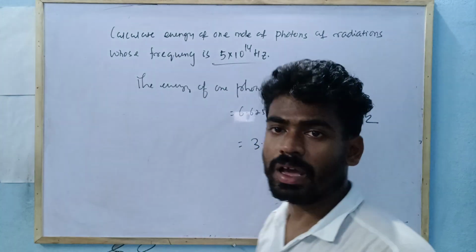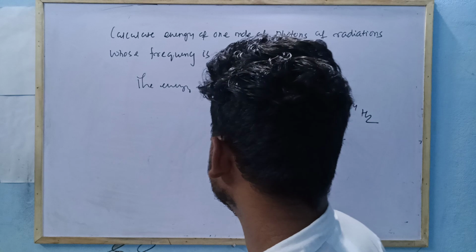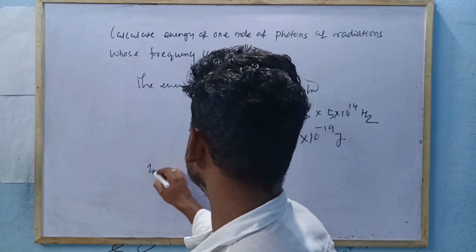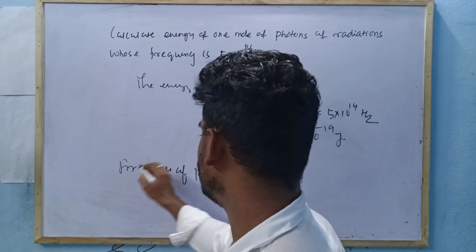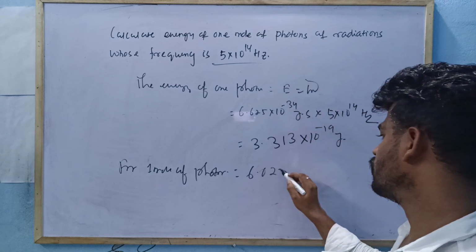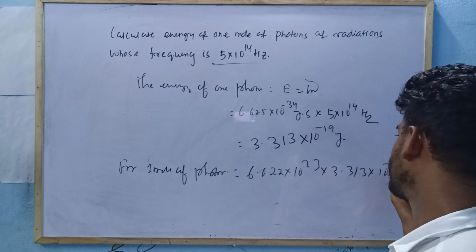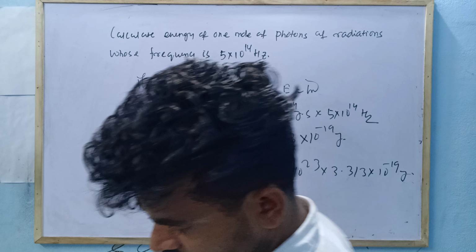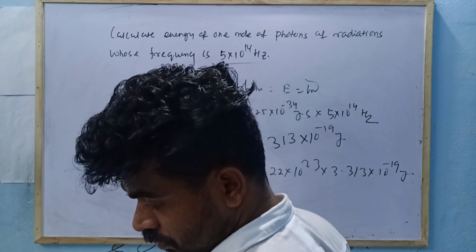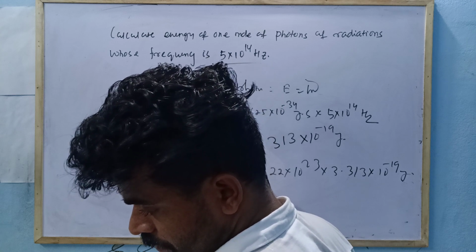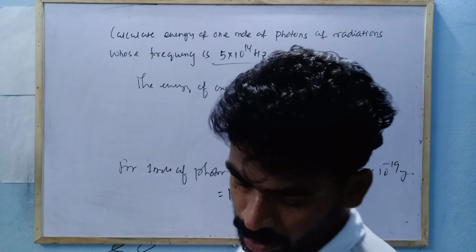Then for 1 mole, I have told you 1 mole corresponds to Avogadro number of photons, 1 mole of anything. So for 1 mole of photons, that will be 6.022 into 10 to the power 23 into 3.313 into 10 to the power minus 19 joule. So its answer will be 199510 joule per mole.